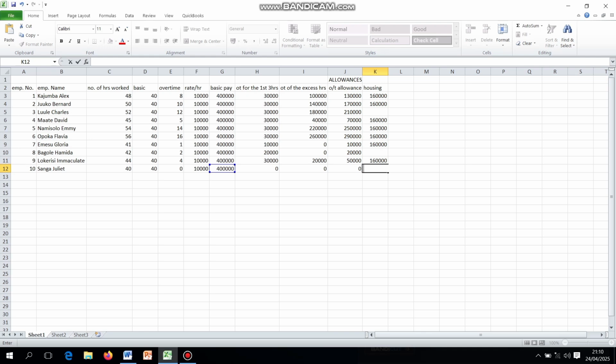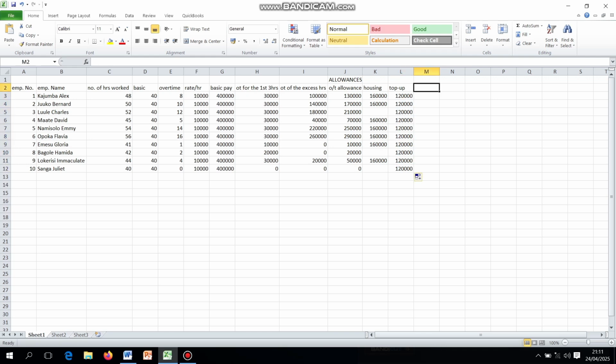So I'll come for the next allowance, and that will be the top up allowance. So I'll write top up. But to get it, we were told top up is 30%. So I'll use my equal sign. I write the 30%. Then I will multiply it with the basic pay. Then I'll get the answer. So after getting this answer, I will autofill.